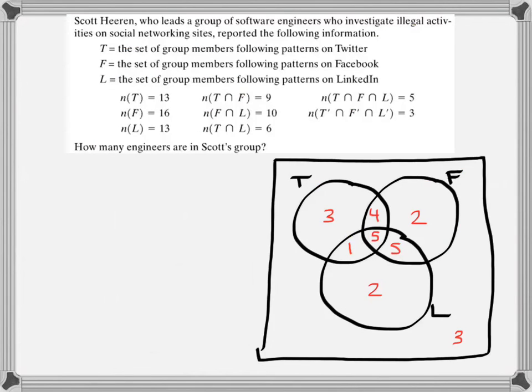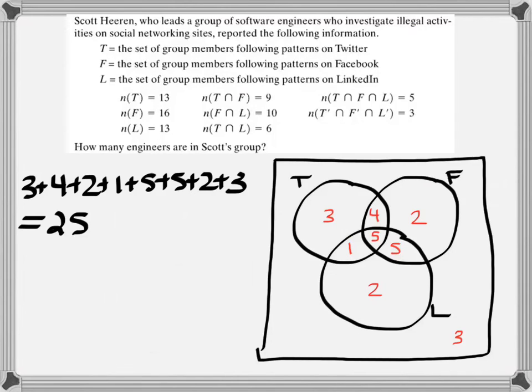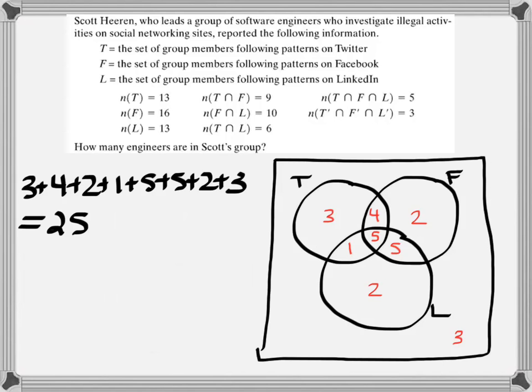All right, so let's go back and answer this question. How many engineers are in Scott's group? Well, we're looking at adding up all of these numbers because every single number represents, well, 3 represents 3 of Scott's members. So when we add these all up, we have 3 plus 4 plus 2 plus 1 plus 5 plus 5 plus 2 plus 3. We get a grand total of 25. So our answer is going to be 25.